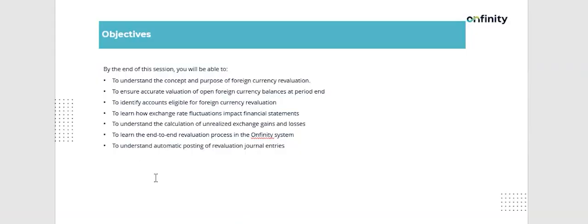The objectives of this training session are, by the end of the session, you will understand the concept and purpose of foreign currency revaluation, to ensure accurate valuation of open foreign currency balances at the end of the period; to identify the accounts eligible for foreign currency revaluation; to learn how exchange rate fluctuations impact financial statements; to understand the calculation of unrealized exchange gains and losses; to learn the end-to-end revaluation process in the Onfinity system; and to understand the automatic posting of revaluation journal entries.